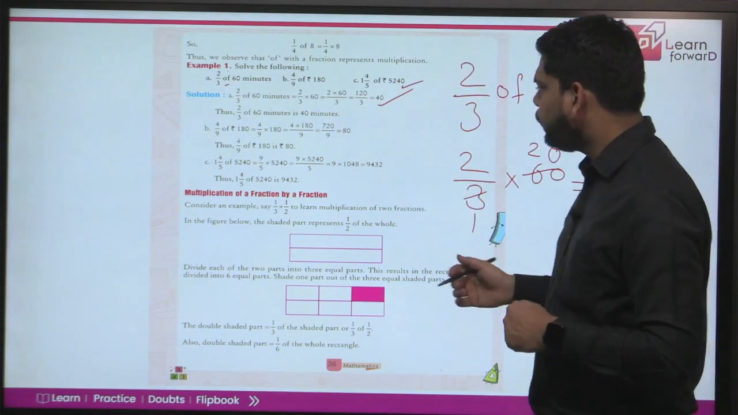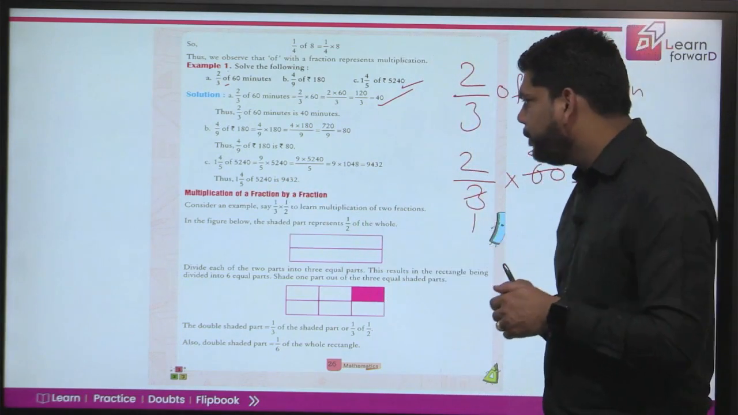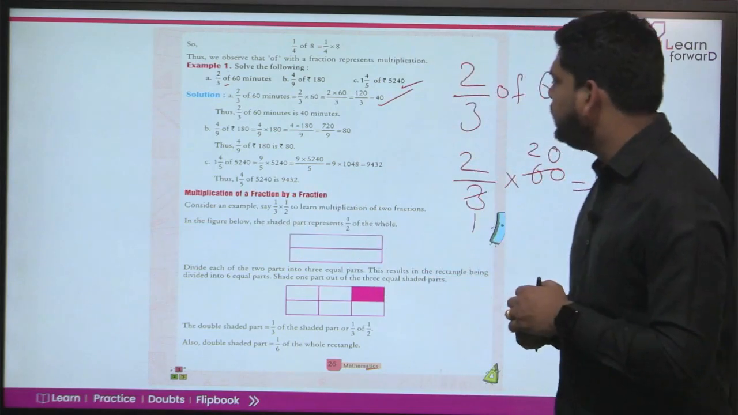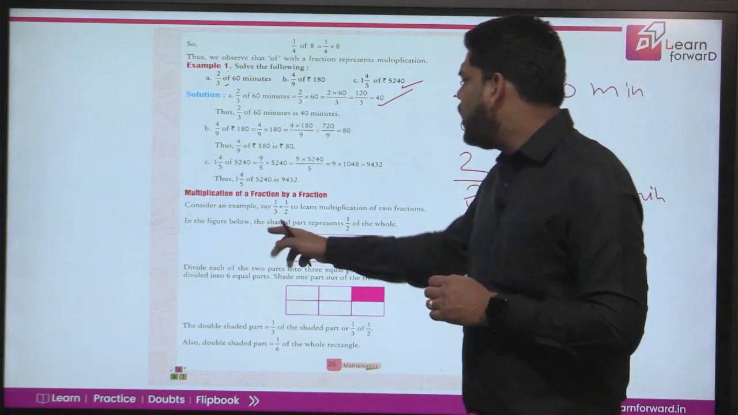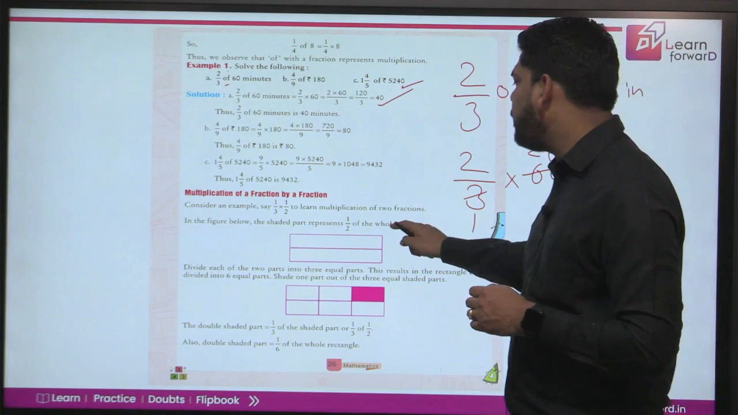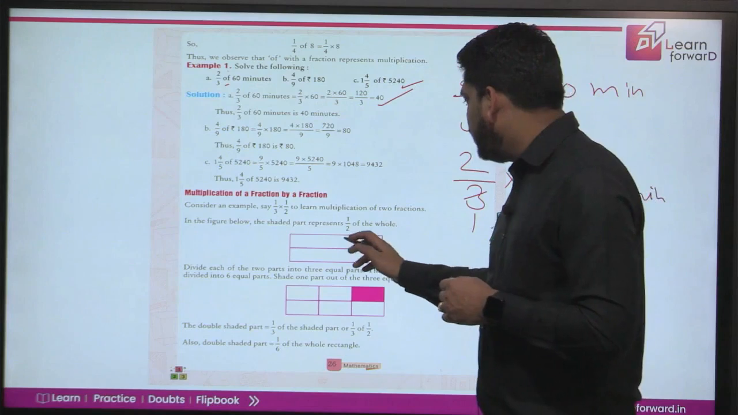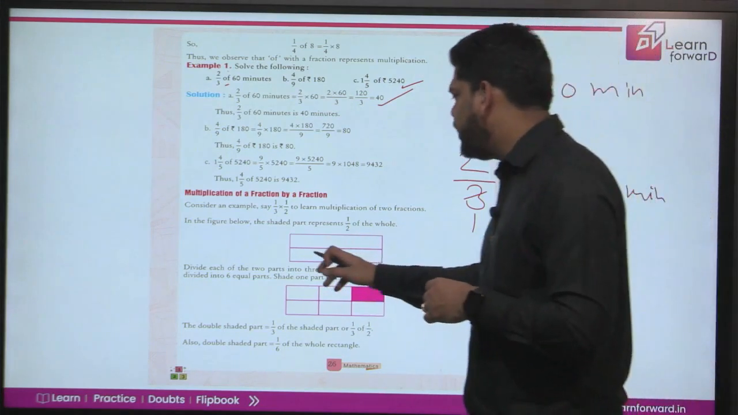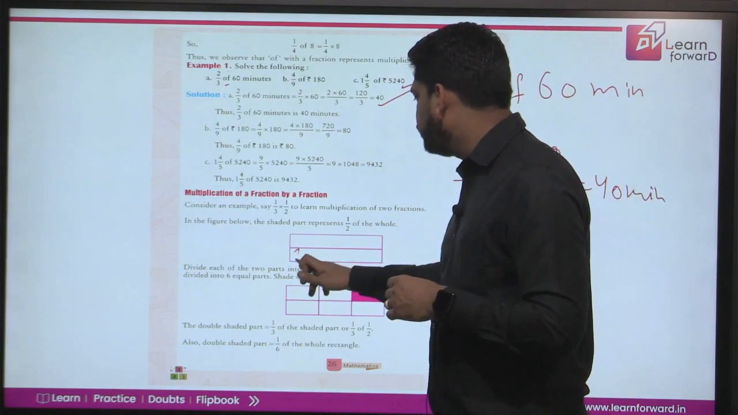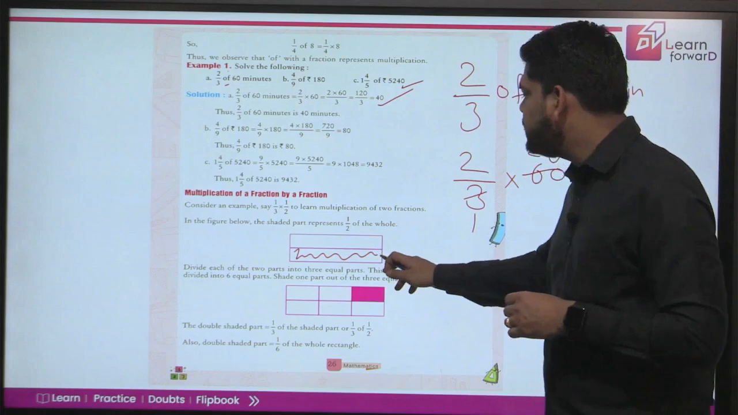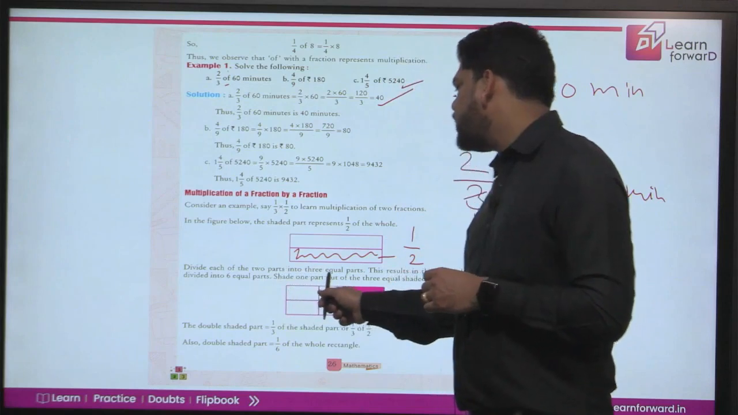Fine. Another concept is multiplication of fraction by fraction. Consider an example, say 1/3 multiply 1/2, to learn multiplication of two fractions. In the figure below, the shaded part represents 1/2 of the whole. Okay, here nothing has been shaded, but I'll shade it for you. I have shaded this portion, fine. This represents 1/2.